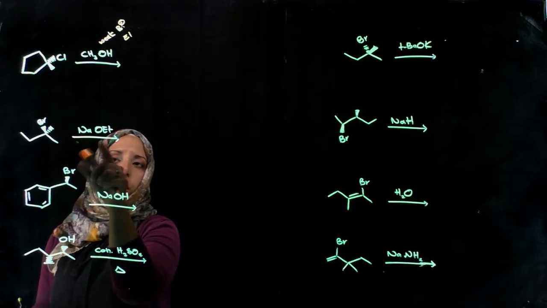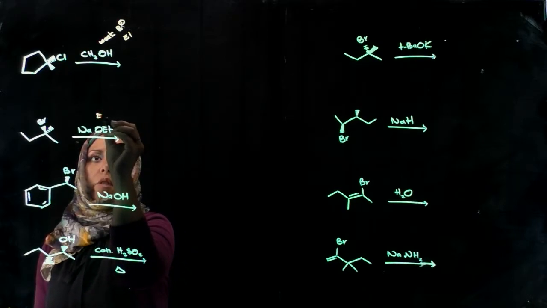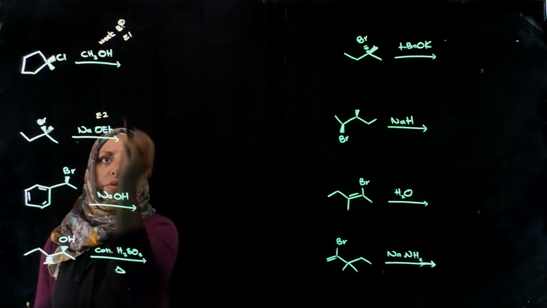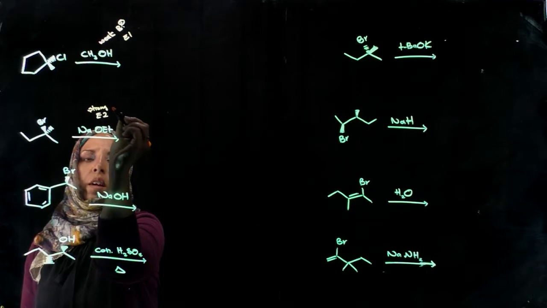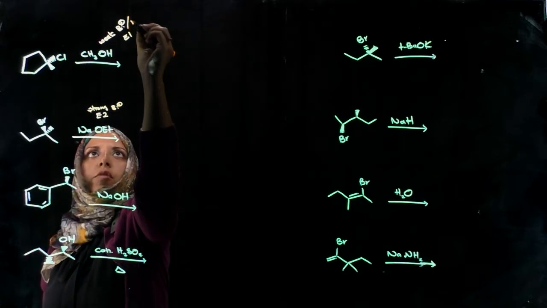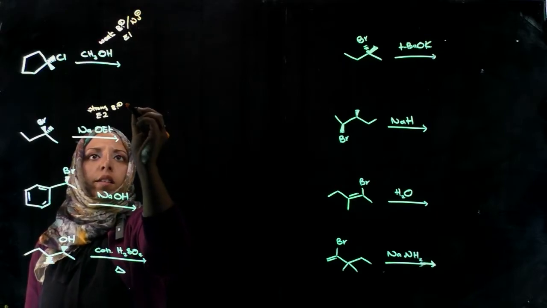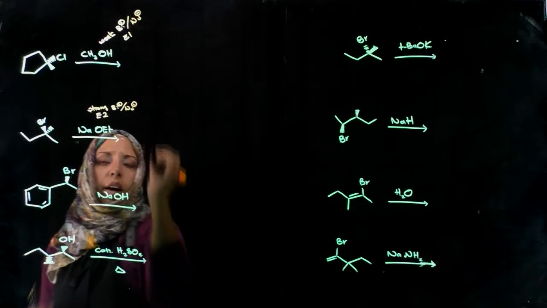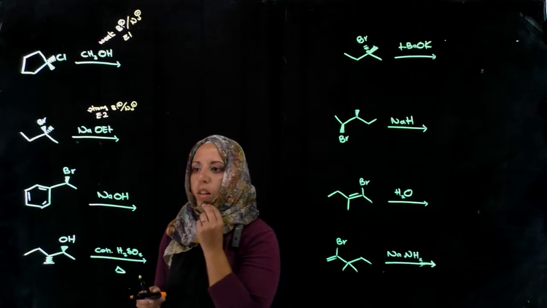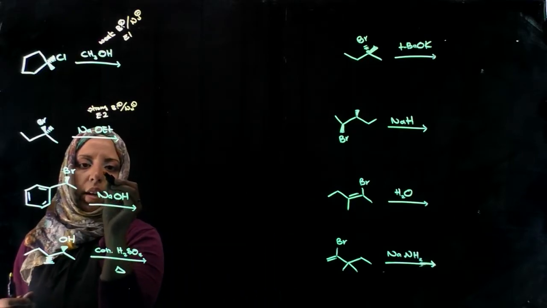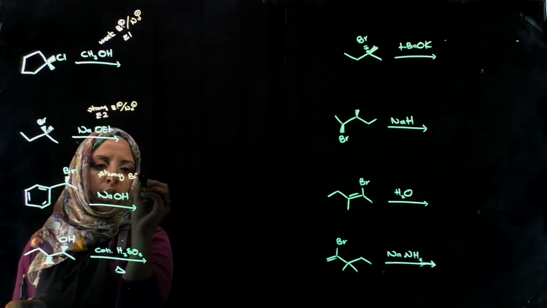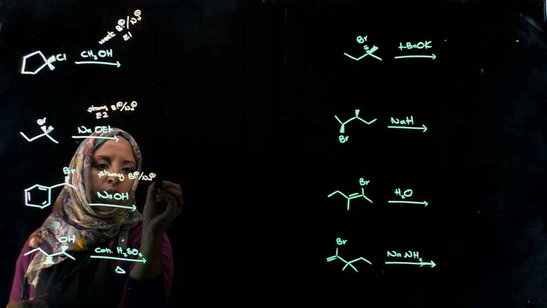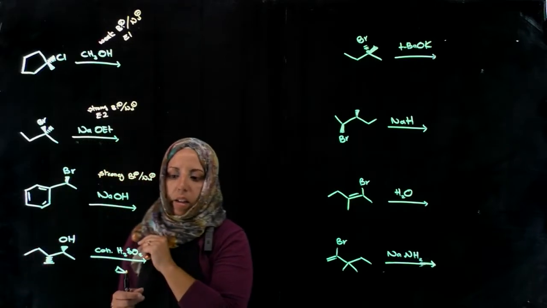Sodium ethoxide, that's a strong nucleophile, so it has to be an E2 mechanism. More of a strong base. It can also be a nucleophile. So actually, let me say, it's a strong base and a nucleophile. So it could undergo both substitution and elimination. Sodium hydroxide is a strong base and nucleophile as well, so it could be both an E2 and an SN2.